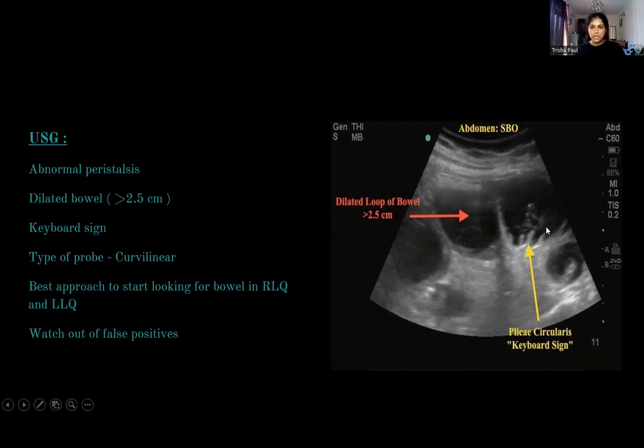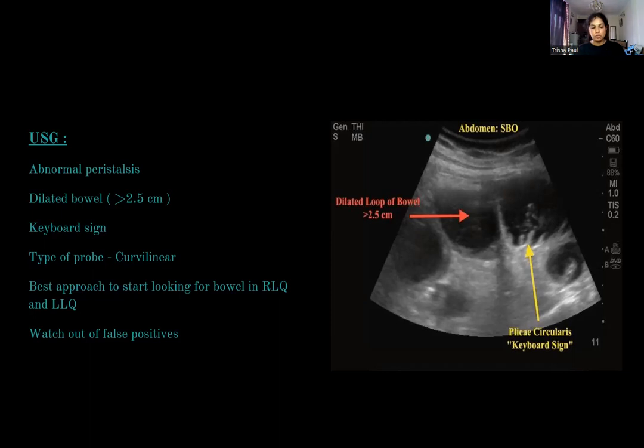And the keyboard sign is seen in this picture right here. It is basically just the bowel contents that can be seen in keyboard-like, finger-like projections. The type of probe you can use in ultrasound is a curvilinear probe. The best approach is to start looking for the bowel in the right and left lower quadrants. Anterior approach is not recommended because the abdomen is distended, it's probably filled with air. So you start from the sides, it's much easier for you to locate the bowel.